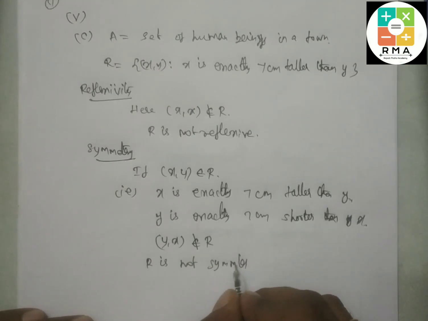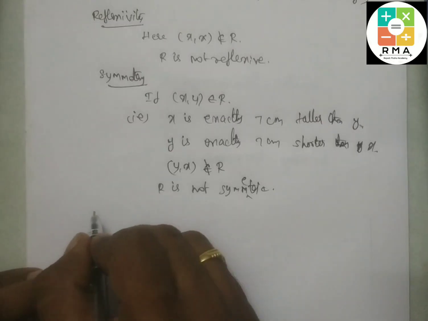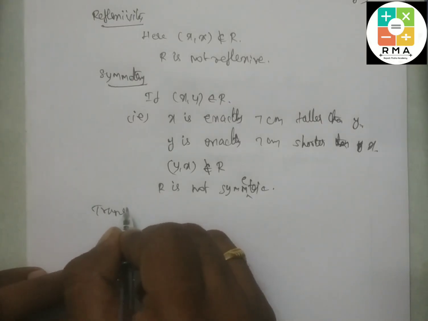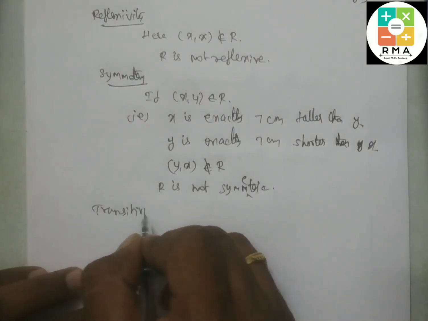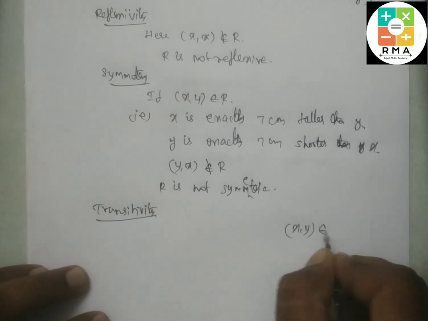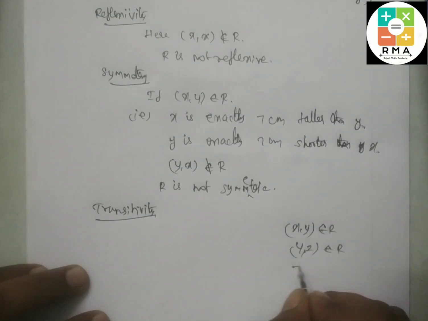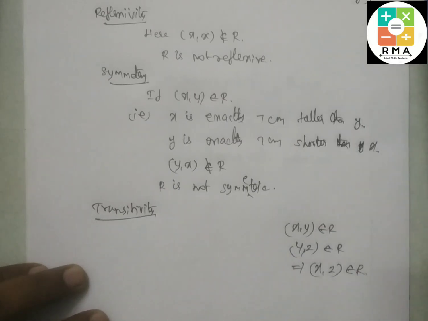So we can say that R is not symmetric. Clear? So third case, what is the third case? Transitive case. We can say transitivity holds if x comma y belongs to R and y comma z belongs to R, this implies x comma z also belongs to R.